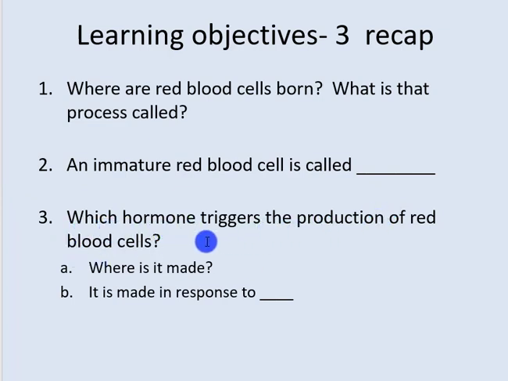And number 3, which hormone triggers the production of red blood cells? It's erythropoietin, also known as EPO. It's made in the kidneys, and it's made in response to hypoxia. And hypoxia is just a fancy way to say low oxygen levels.